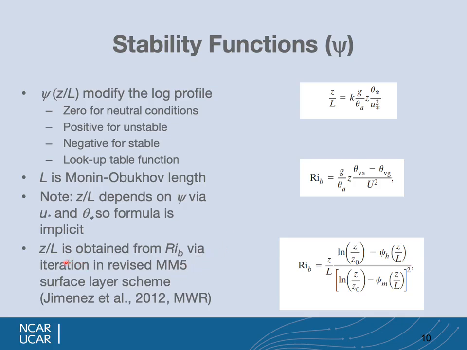So, as we mentioned here, z over L is obtained from the Richardson number via iteration in the revised surface layer scheme, which is one of the popular options in WRF. But typically, you do have to find a way to define z over L before you can get psi.